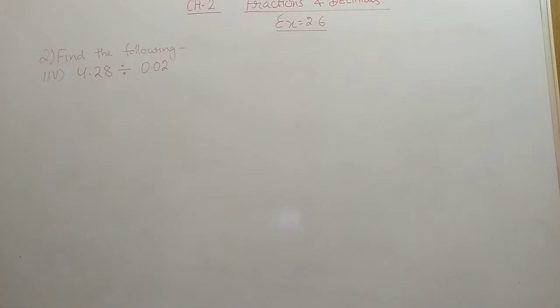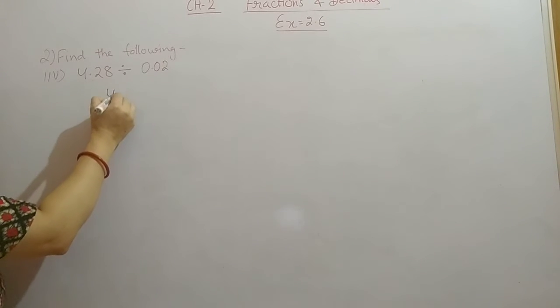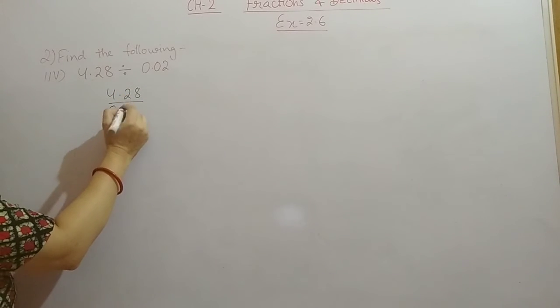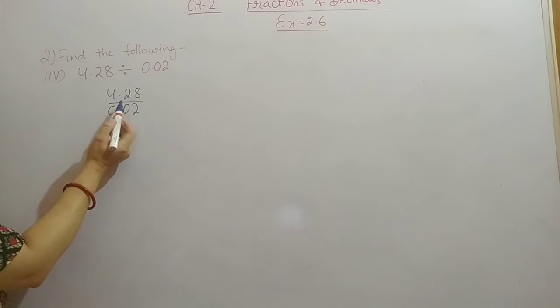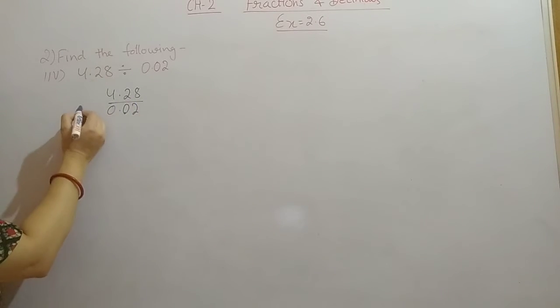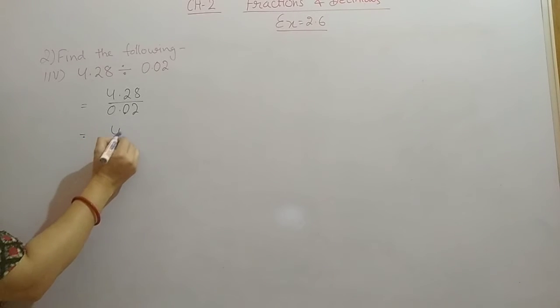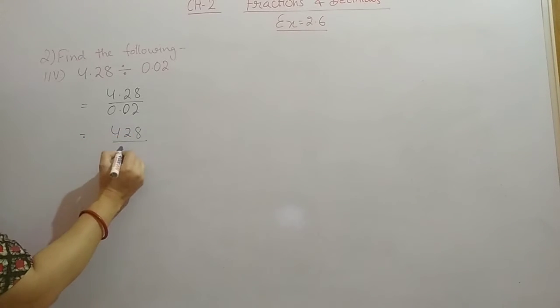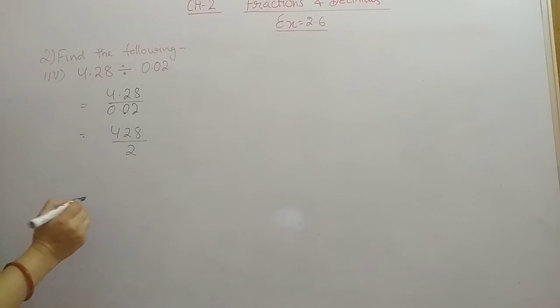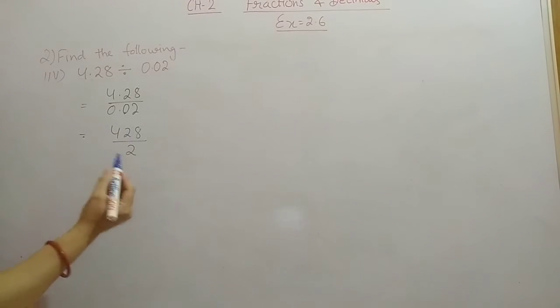Second to fourth part, 4.28 divided by 0.2. So 4.28 divided by 0.02. You can see here 2 decimals are here, 2 decimals are there. So we can remove this decimal. We can write it as 428 by 2. Including the 0 here is not necessary. 002 is equal to 2 only.